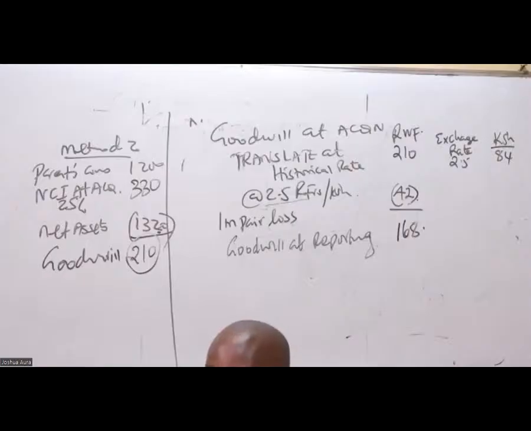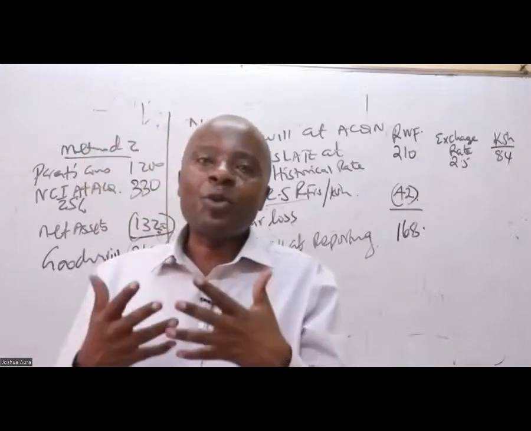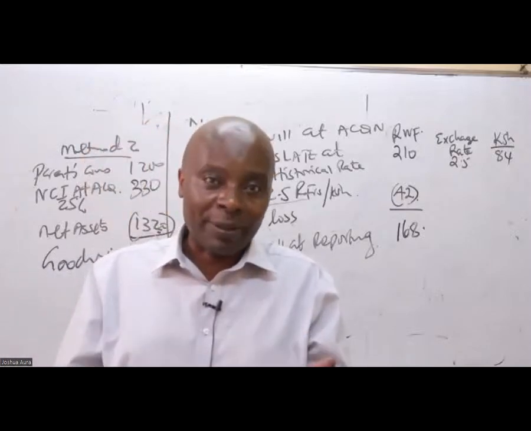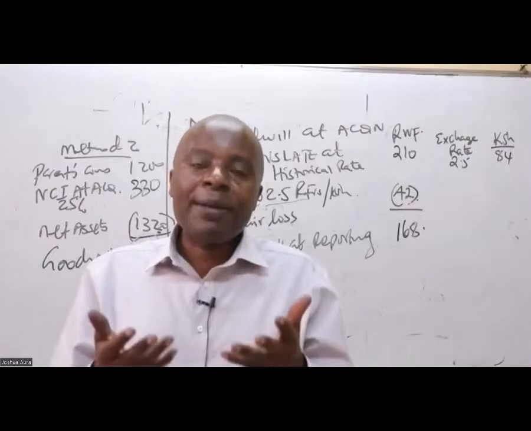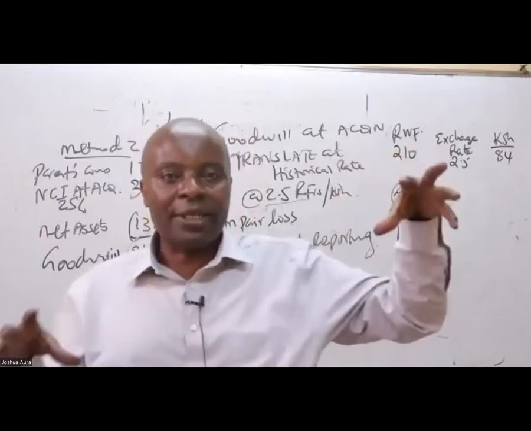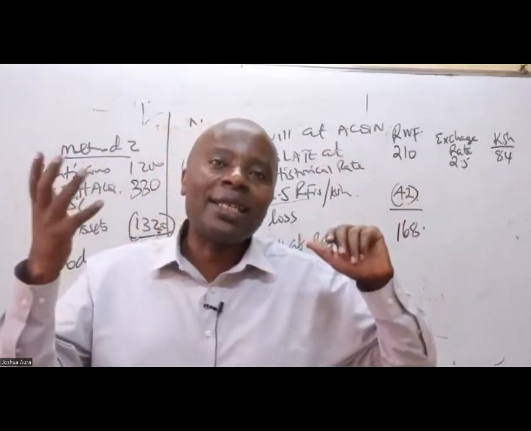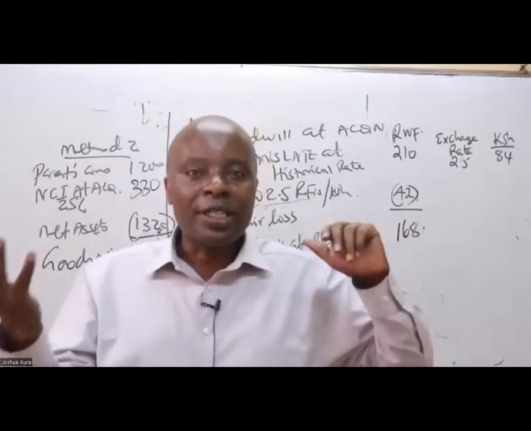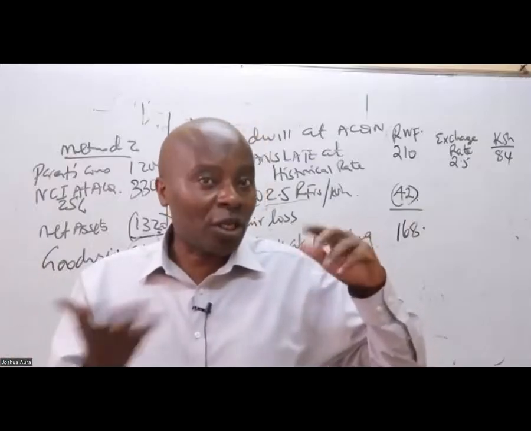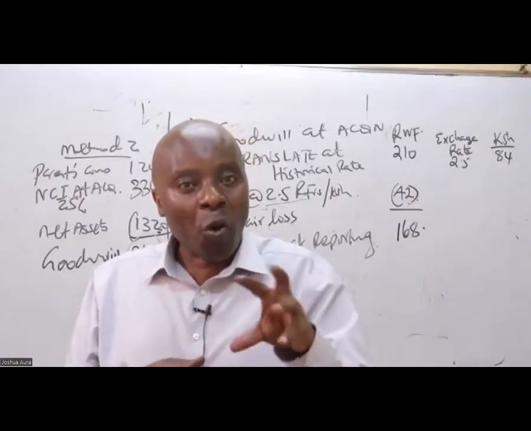Ladies and gentlemen, remember we talk of related parties when one party is able to control another party. For example, if we have a parent and a subsidiary, automatically the parent becomes a related party of this subsidiary. The subsidiary has to disclose this relationship because of the aspect of control.